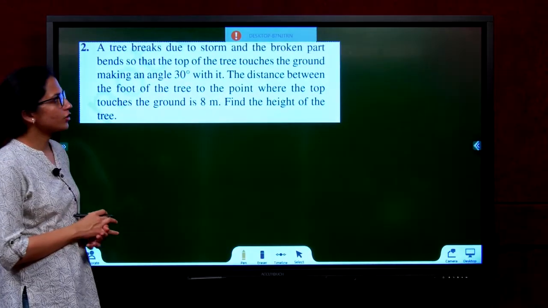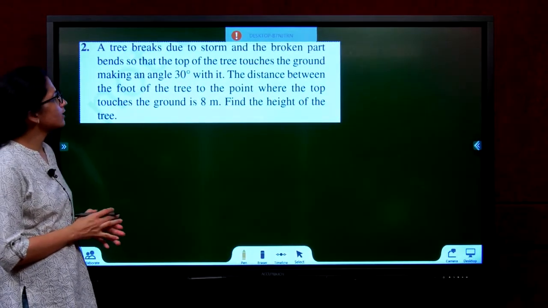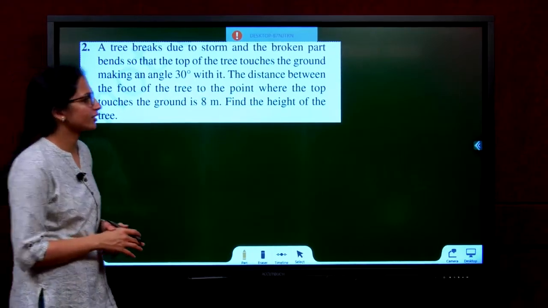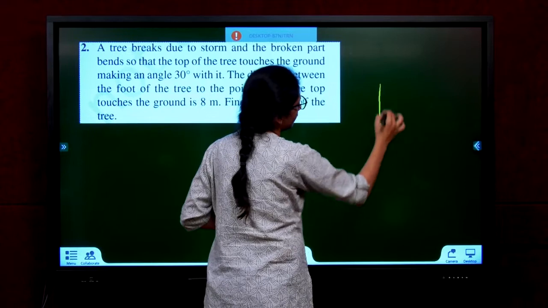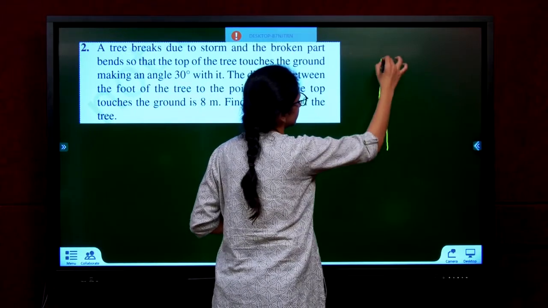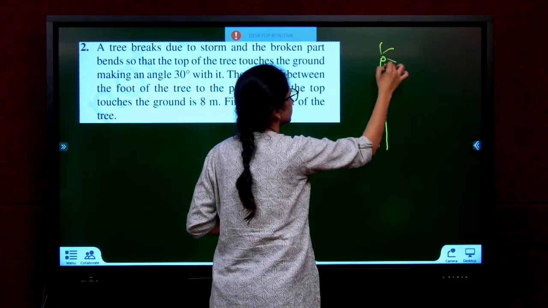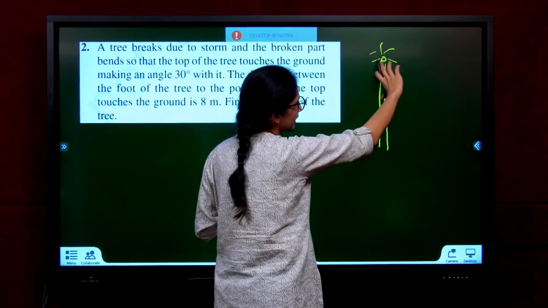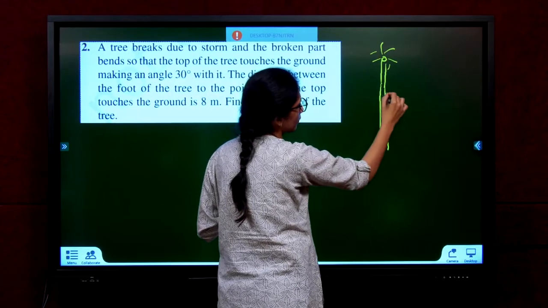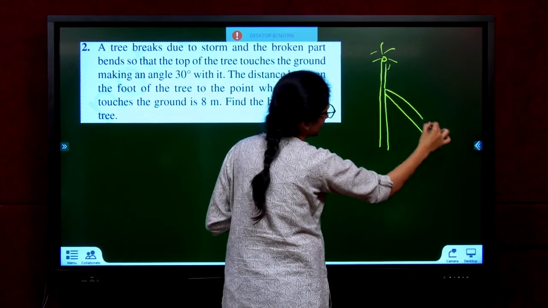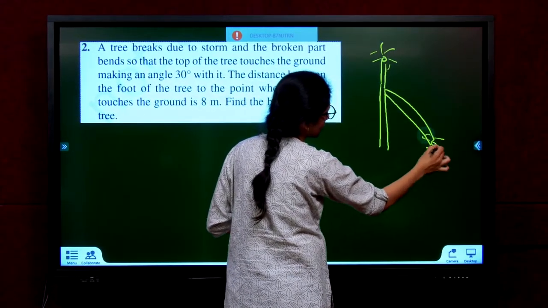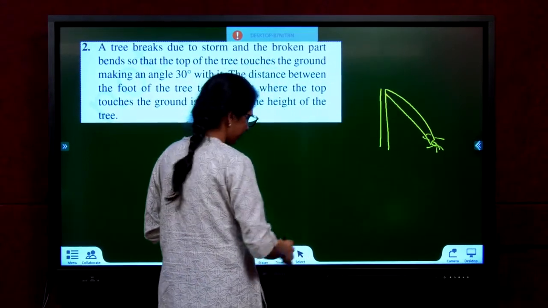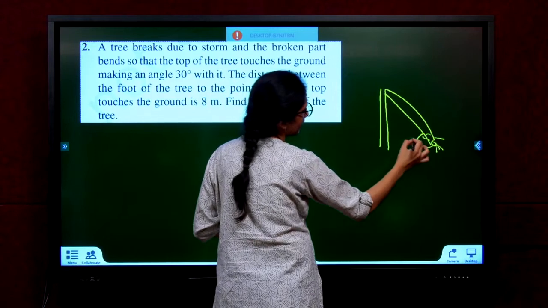A tree breaks due to a storm and the broken part bends so that the top of the tree touches the ground, making an angle of 30 degree with it. See, we have a tree here. This tree is broken at a point such that the top of the tree comes down. So it breaks and the top of the tree touches the ground. So now this tree broke. They are saying this broken part makes an angle of 30 degree.